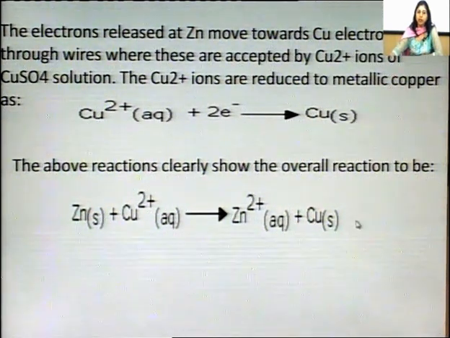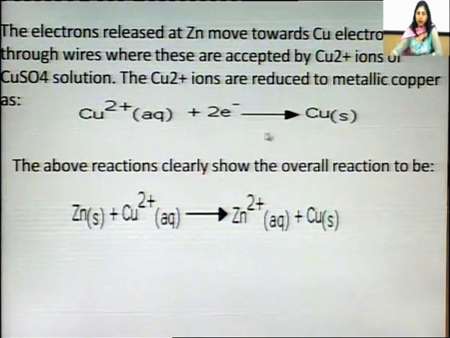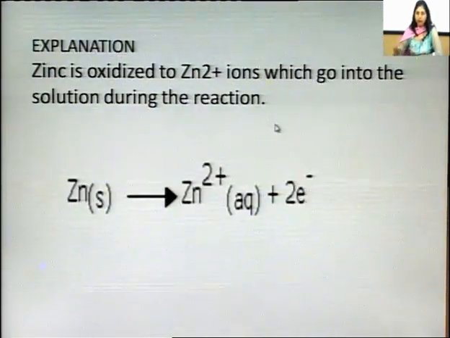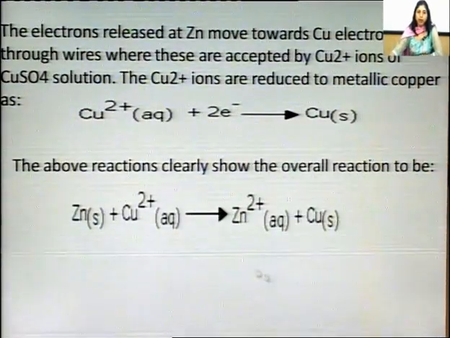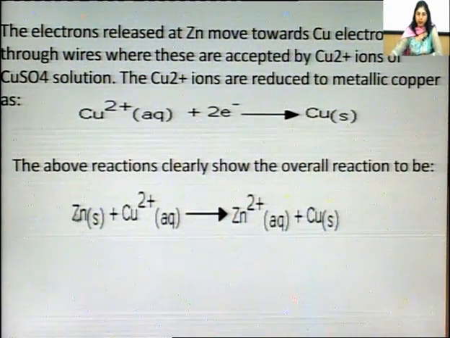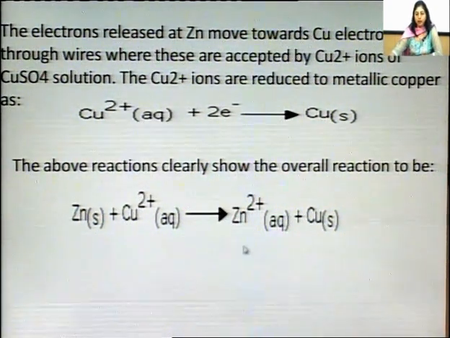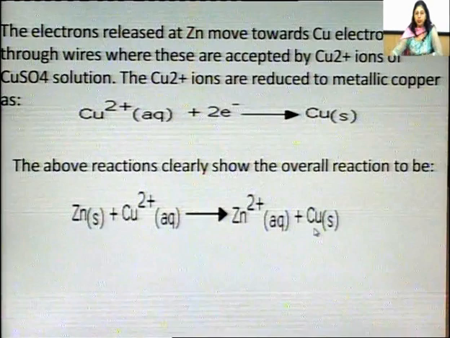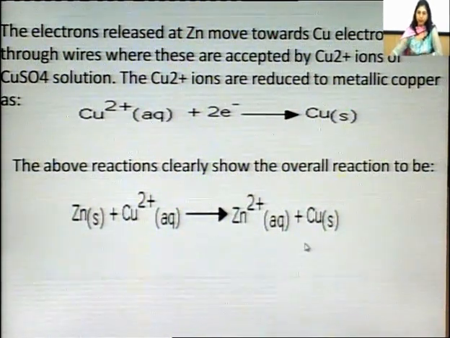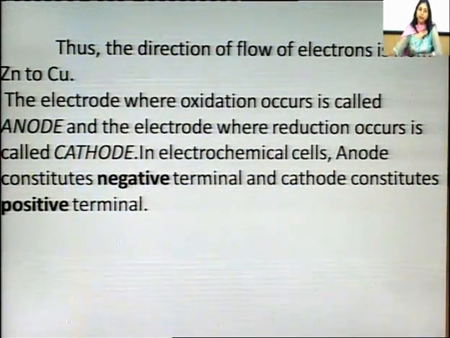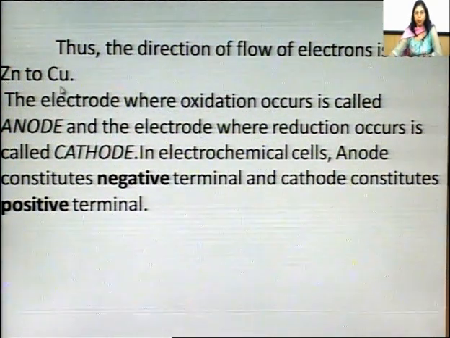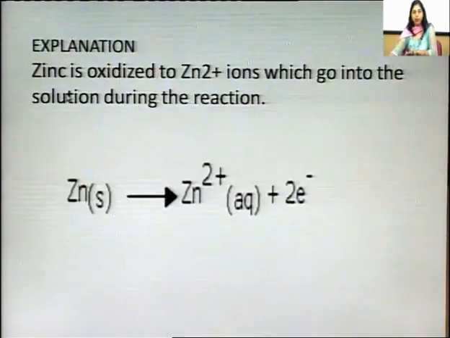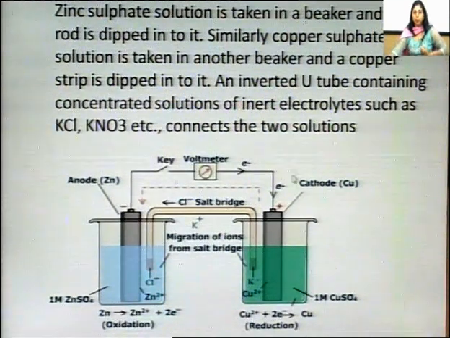The above reactions clearly show the overall reaction. We can easily write the overall reaction by combining the reduction reaction and the oxidation reaction. So, the overall reaction is zinc plus copper ions changing into Zn2+ ions plus copper solid. Thus, the direction of flow of electrons is from zinc to copper, means from the left hand side to the right hand side.